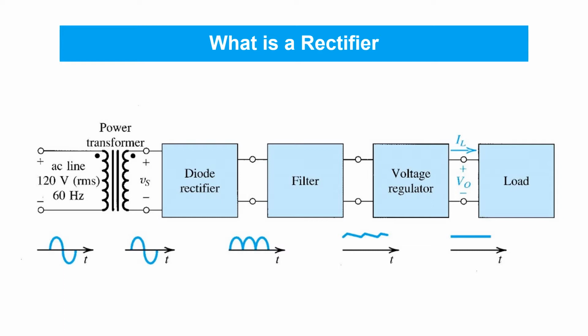Shown here is a typical DC power supply. The first block is the power transformer. The primary coil of the transformer is connected to the AC line supply voltage, which in North America is typically about 120 volts RMS in amplitude and 60 Hz in frequency. The secondary winding of the power transformer is connected to the diode rectifier.